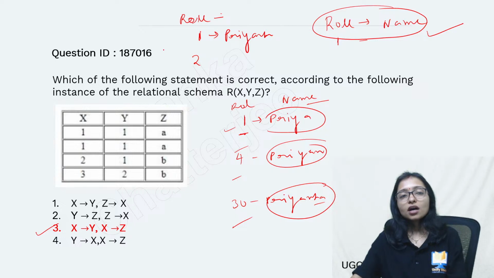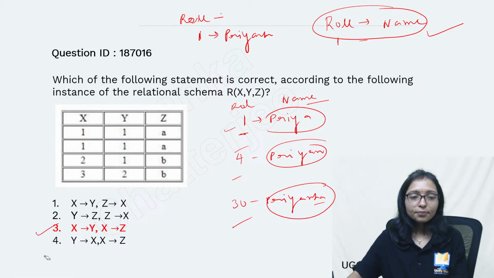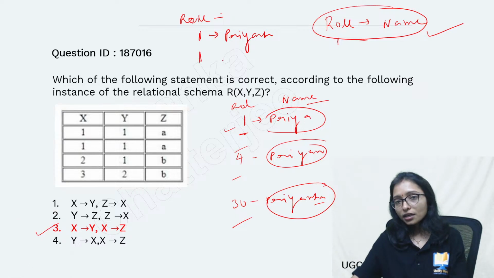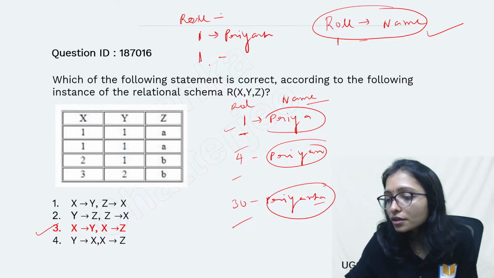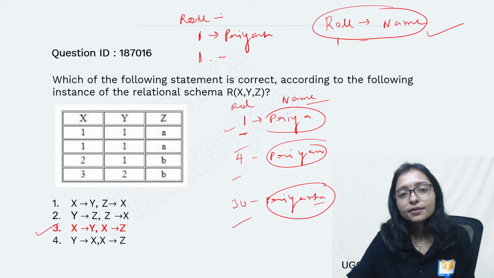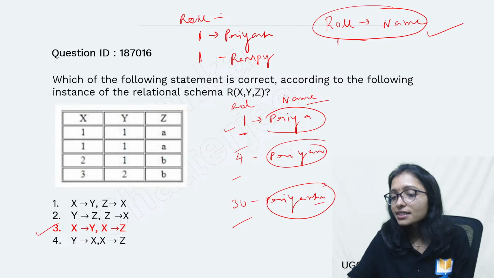But if I say that roll number 1 has the name Priyanka, and roll number 2, and here again I try to insert another one in this table, roll number 1, and the name is Rumpy. Here I can see the last comment from Rumpy. Again I can say roll number 1, Susuma. Roll number 1, Susuma.